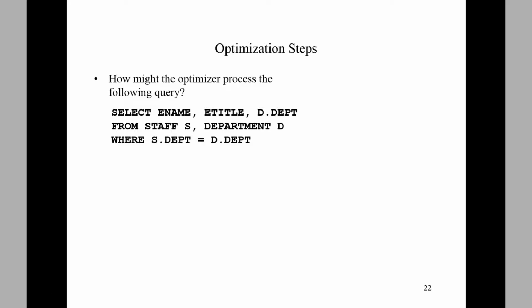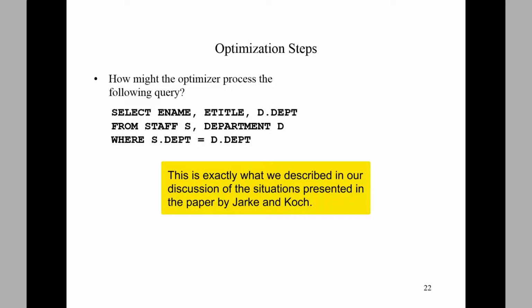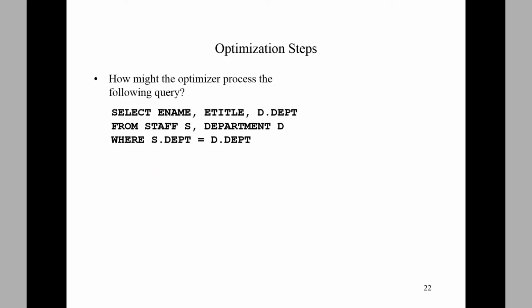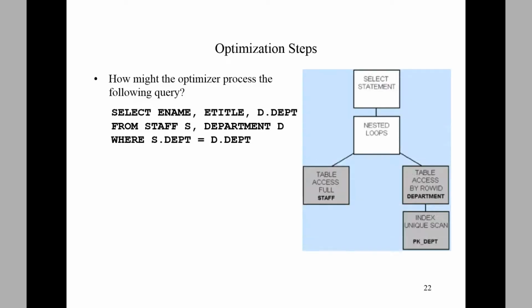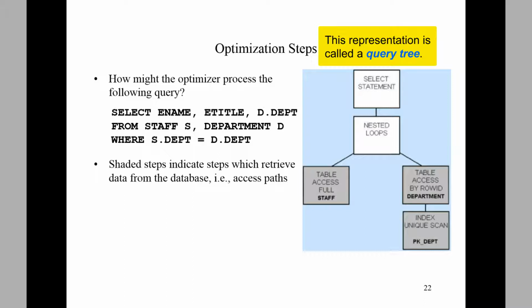Well, to accomplish its task, the optimizer constructs an execution plan, which consists of one or more steps. Each step will either access a new database object or process data from another step. A set of rows returned by a step is referred to as a row source. Because the steps are related to one another, we can actually show a representation of the execution plan as a tree. The shaded areas in our diagram indicate steps which retrieve data from the database. These are access paths. The unshaded steps indicate steps in the execution plan which operate on row sources.